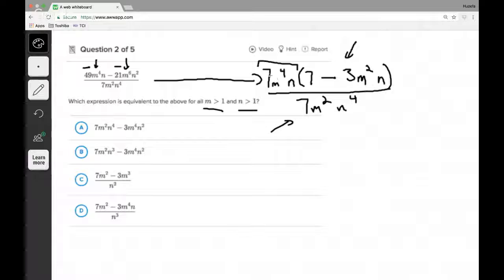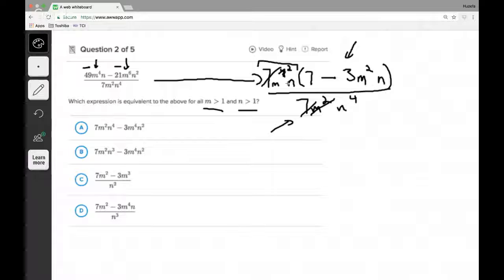Outside here, it's multiplying the entire numerator. So this stuff over here is universally applied, and the denominator is only one term, so we're good to go. These 7s can go away, right? They cancel out. M squared cancels out, it reduces with this guy, but this guy doesn't go away completely. It turns into an m squared, right?